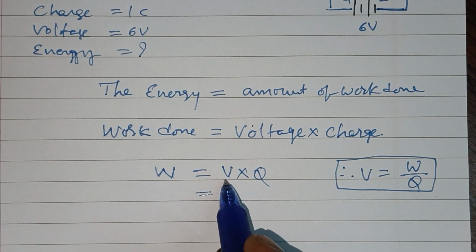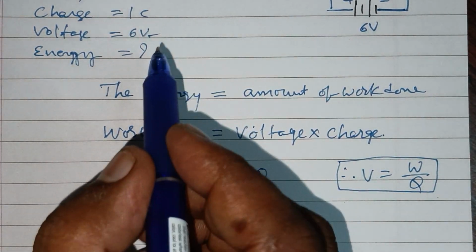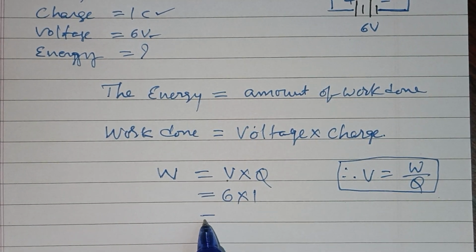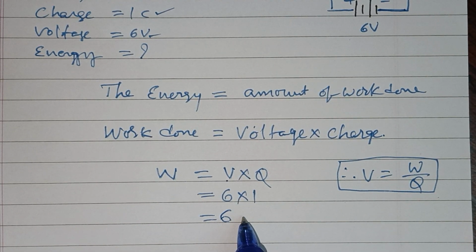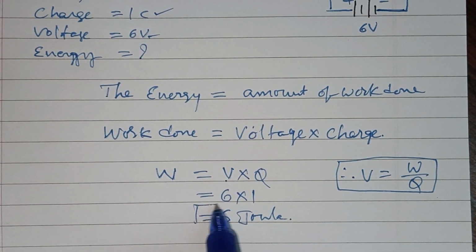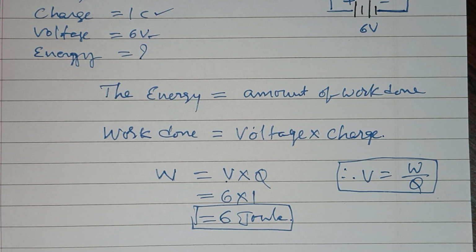Now we know V is 6 volt, and Q is the charge, which is 1 coulomb. So 6 into 1 is 6. Now what is the SI unit of work done here? It is joule. So this is going to be your answer. That means 6 joules of work done, or 6 joules of energy, is required to push 1 coulomb of electric charge through a 6 volt battery.